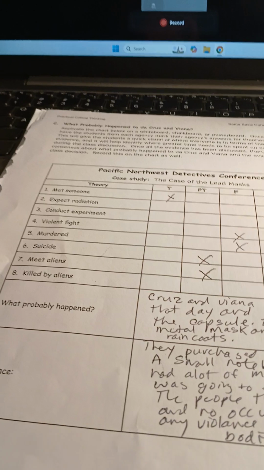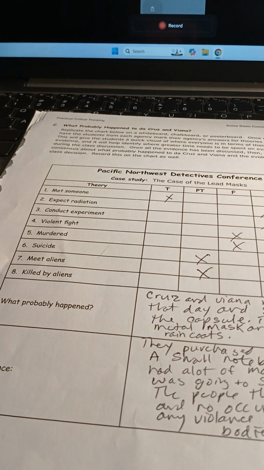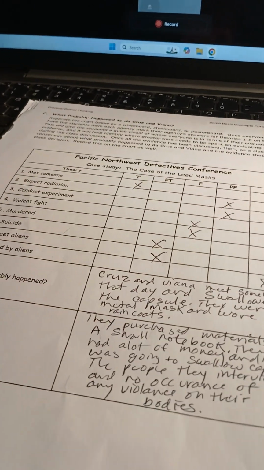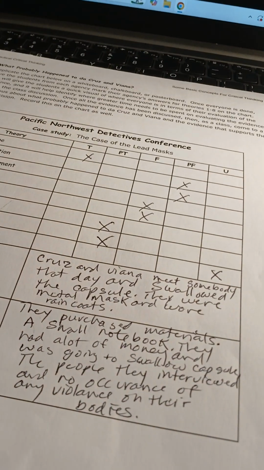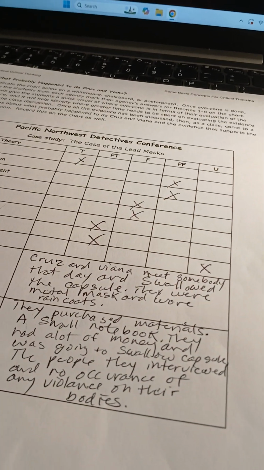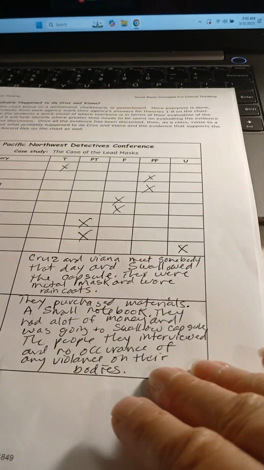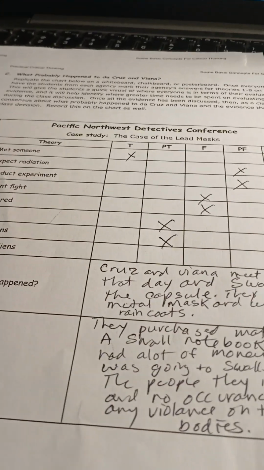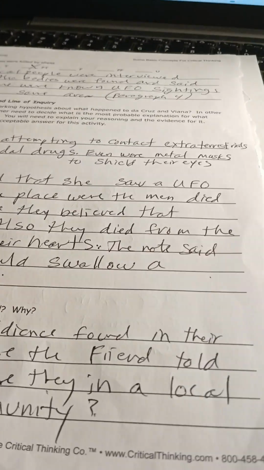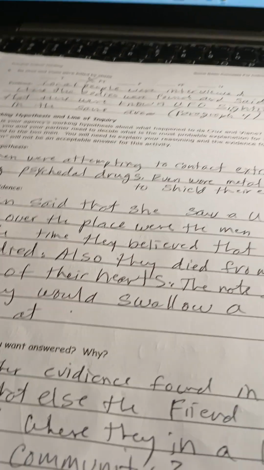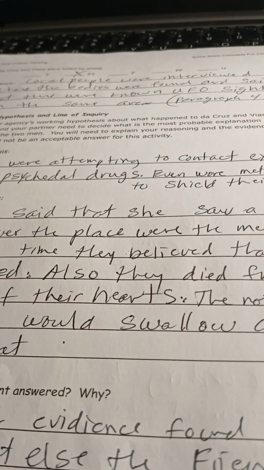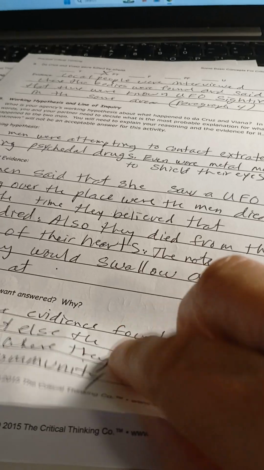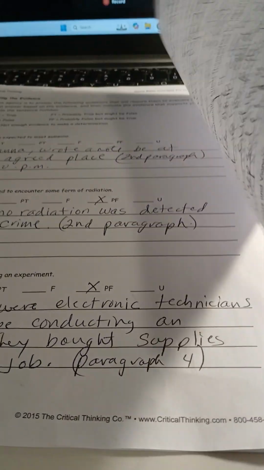The next activity was having the kids, the students, get into groups and read a case note from the case of the lead mask. And this is what the children came up with at the end of their questions. From the questions that they were asked, the students were able to answer the questions on all three pages.